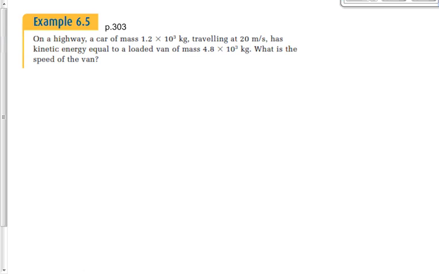Let's take a look at our first energy example here. It says on a highway, a car of mass 1,200 kilograms is traveling at 20 meters per second. Has a kinetic energy equal to a loaded van of mass 4.8 times 10 to the 3 kilograms. What's the speed of the van? This is kind of a tricky one to start off with.